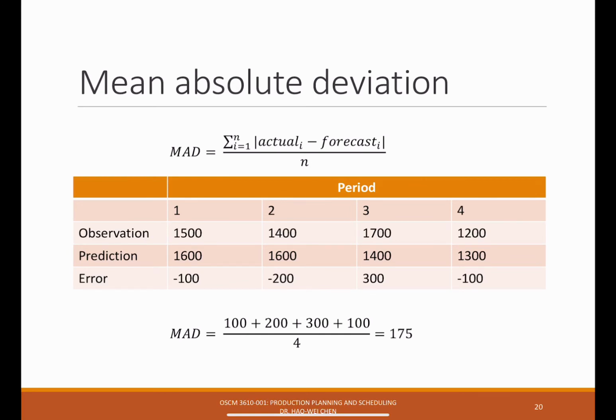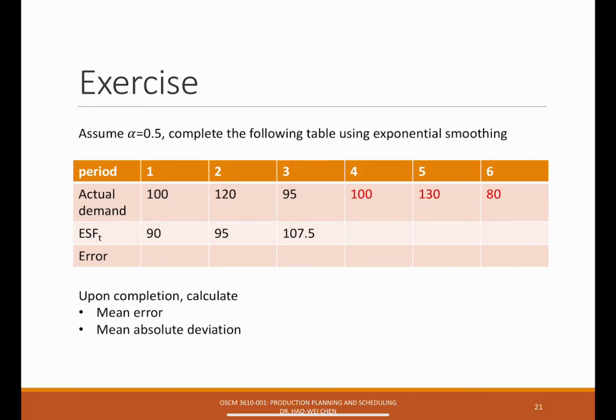The mean absolute deviation is slightly different because we want to take the absolute value of your error term. So instead of adding these four numbers together, we first want to convert them to positive numbers. So we have 100 plus 200 plus 300 plus 100 divided by 4. So I know my mean absolute deviation will be equal to 175.